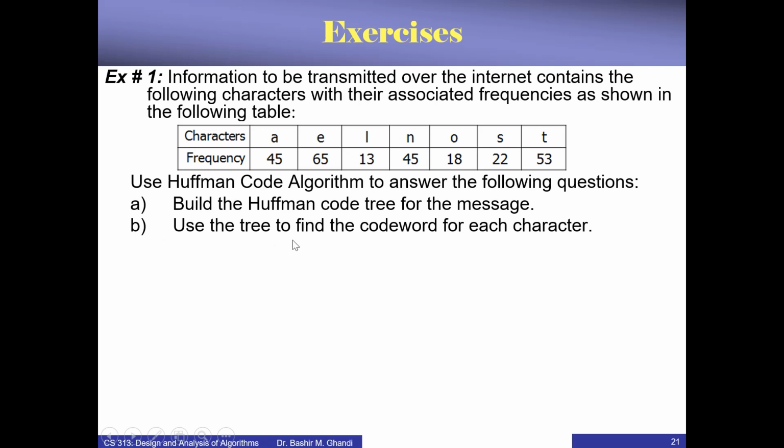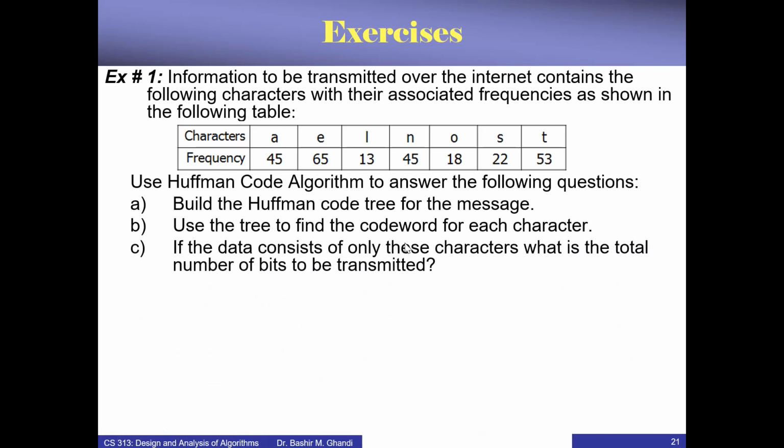This is the next part. Use the tree to find the code word for each character. To find the code word, just follow the tree from the root. If you see that you're going left, you allocate 0. Going right will give you 1 until you reach the character, and the sequence you get will be the code word for that character. Once you have that, now answer the next question.